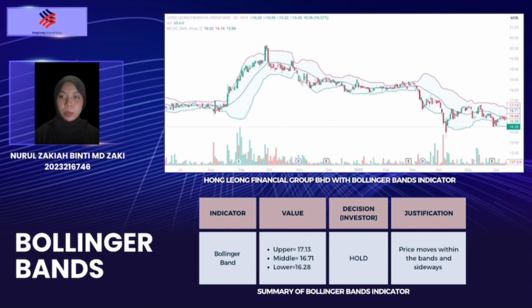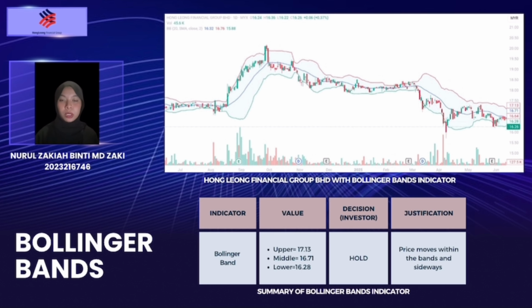Next is Bollinger Bands. Bollinger Band is one of the easy indicators to use, and it consists of three lines: upper, middle, and lower. For the upper, the value is 17.13, for the middle 16.71, and for the lower 16.28.